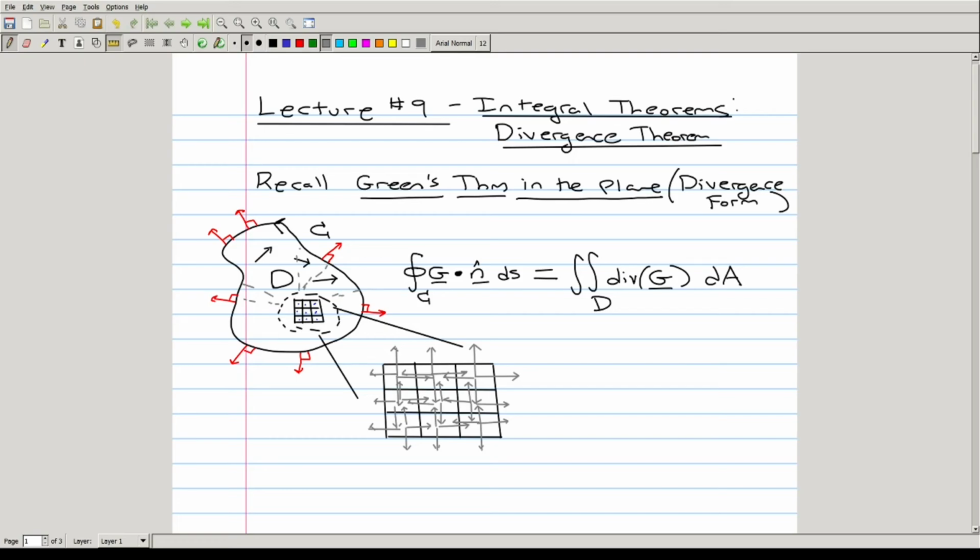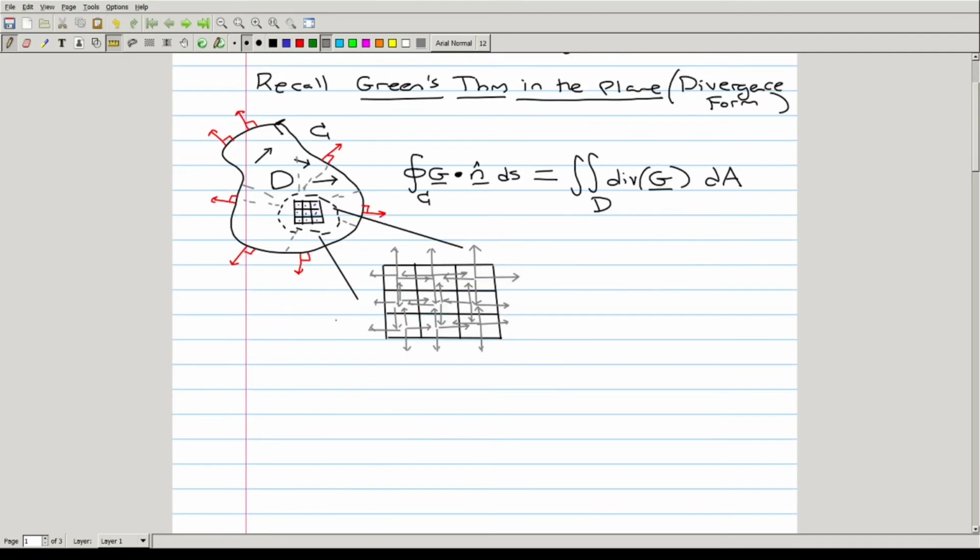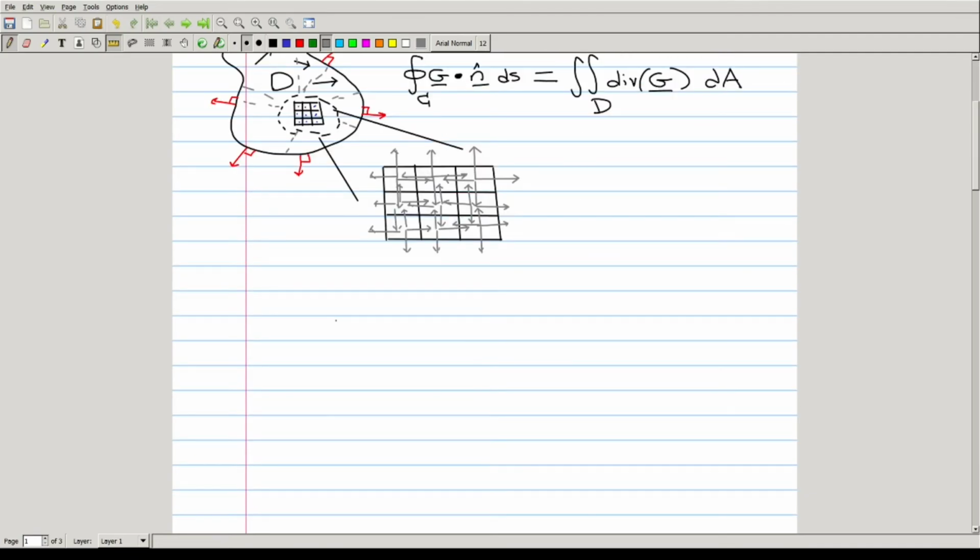And this is telling us that the total accumulation of the divergence inside this region D, the double integral of divergence, is exactly equal to the action of the vector field G normal to the boundary, the flux of the vector field normal to the boundary. So in a very real way, our extension is going to be based on this idea, and you can actually go through and prove this very, very nicely.